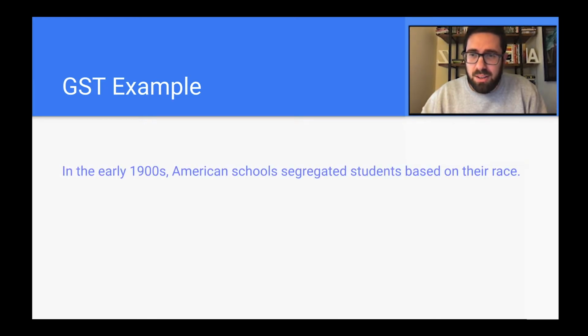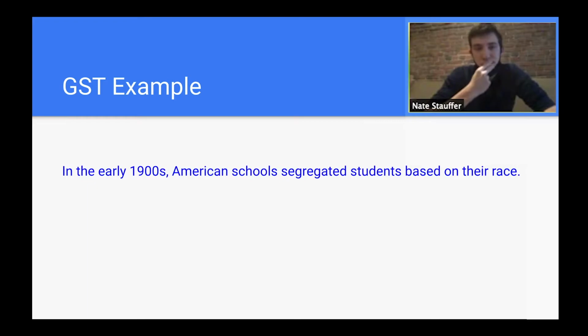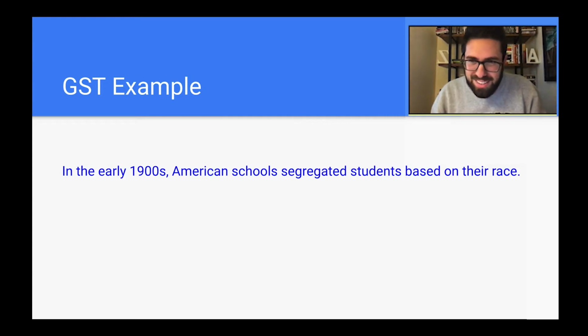Let's say we have, in the early 1900s, American schools segregated students based on their race. Mr. Stoffer, what do you think the topic of this essay is particularly about based on that sentence? Well, even if I hadn't read Roll of Thunder, Hear My Cry, based on what I'm reading here, it sounds like you're going to tell me about school segregation. Bingo. That is the topic, and you get that from the very first line.